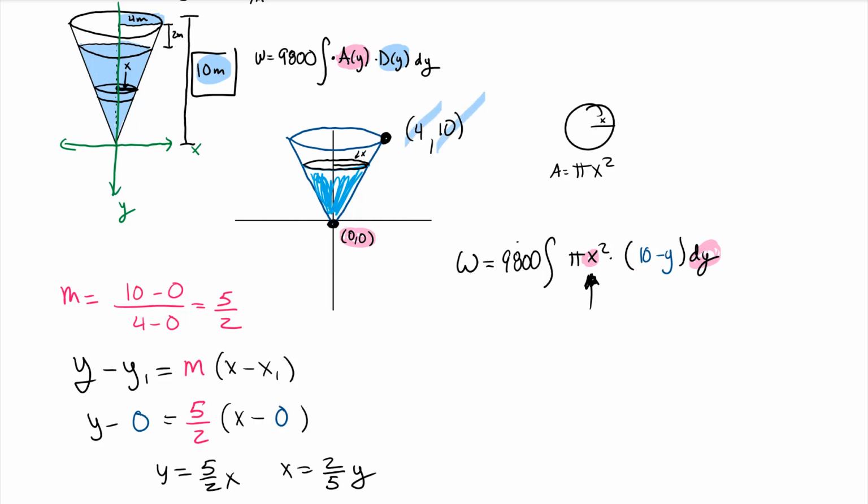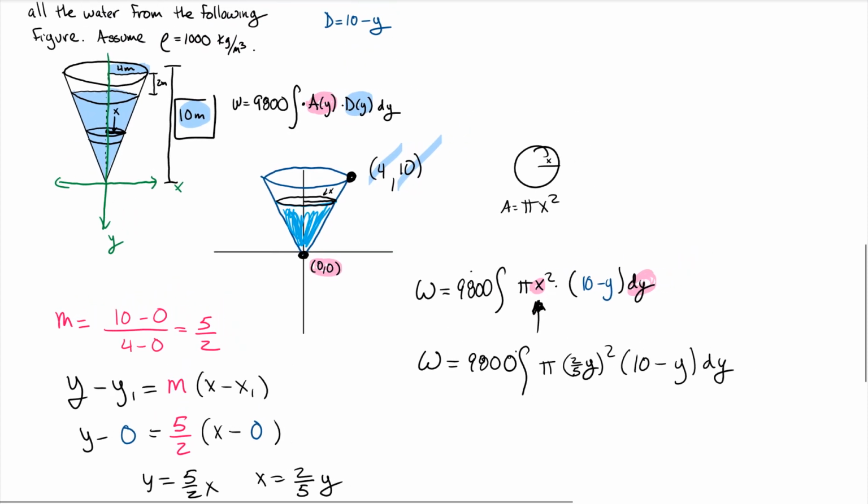What's 4 divided by 10? Isn't that 2/5? Isn't it just the slope flipped over? Isn't that just the slope flipped over then multiplied by y? I think it is. So now our work is 9,800 times the integral of, I'm still not talking about that yet, 10 minus y dy. And now we can pop in our 2/5 y. All right.